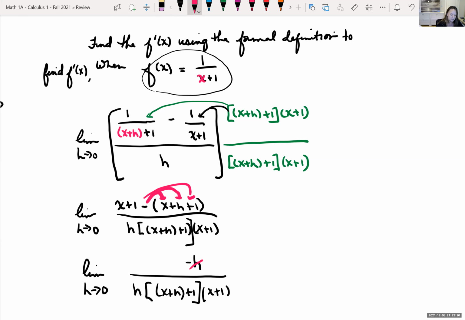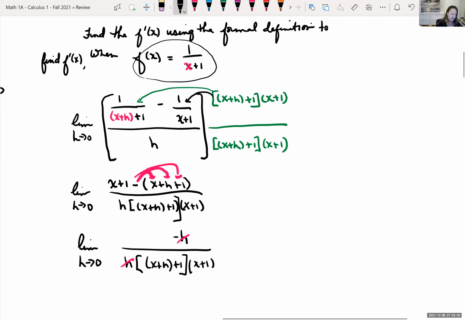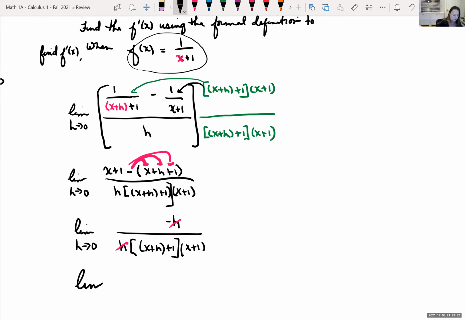Okay, so h's cancel. And now that h canceled, we can do our direct substitution, and we should not get an indeterminate form anymore. So you have negative 1 in the numerator. We're going to plug in 0 wherever we see an h.